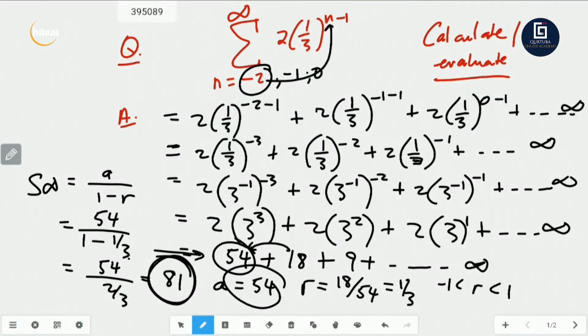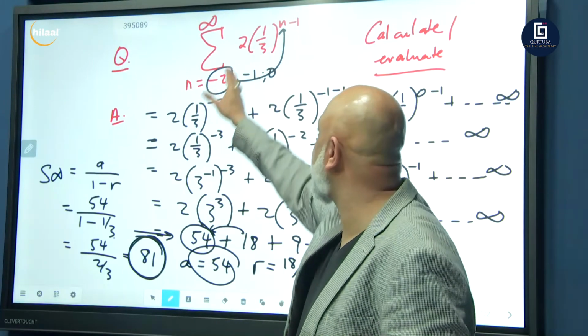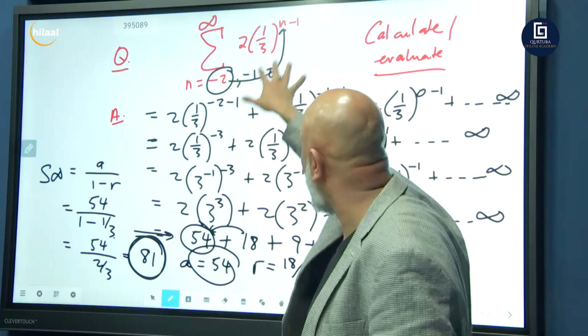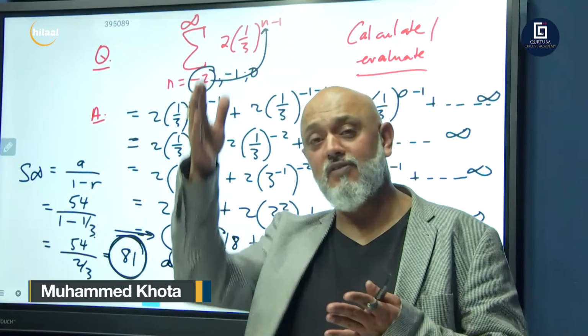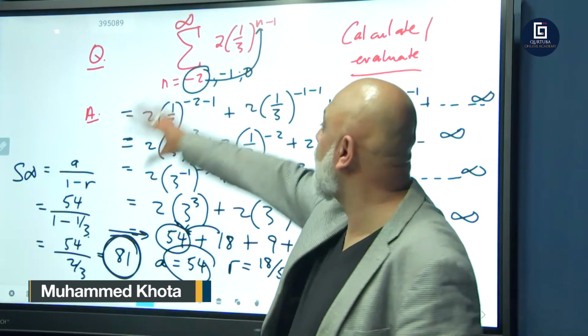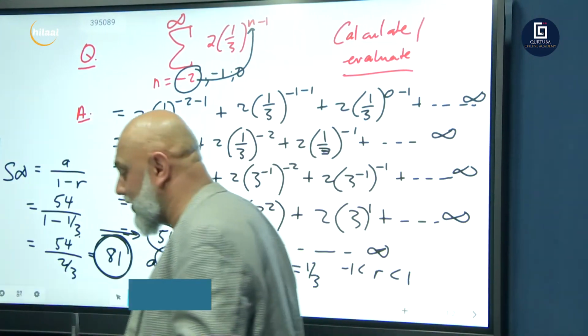Now, they can also try and confuse you in the exam or change the question around and say, show that the sum of all of this is equal to 81. Make it like an identity. So then you're going to have left-hand side equal to right-hand side, and you'll still have to do all this calculation.